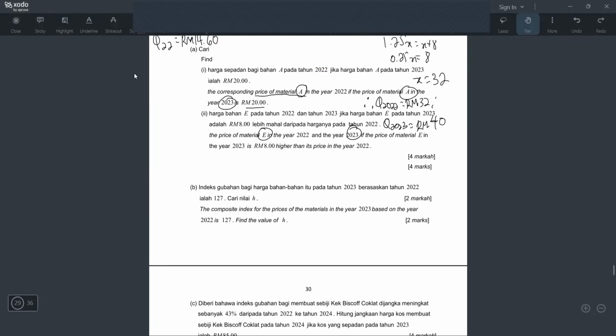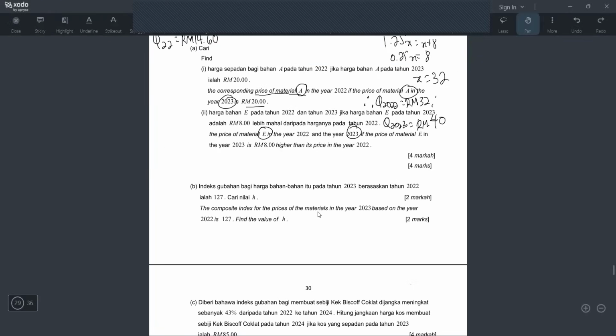Okay, so let's continue. Question B, the composite index for the price of material in the year 2023 based on the year 2022 is 127. Find the value of H. Okay, composite index. So it means the I with the dash for 2023 based on 2022 is 127, right?